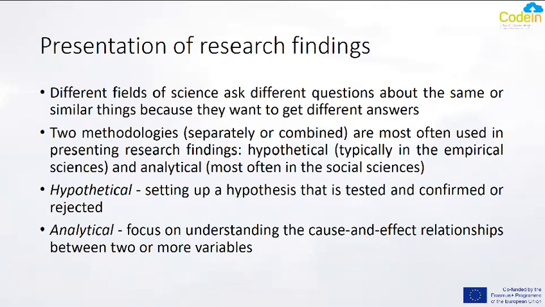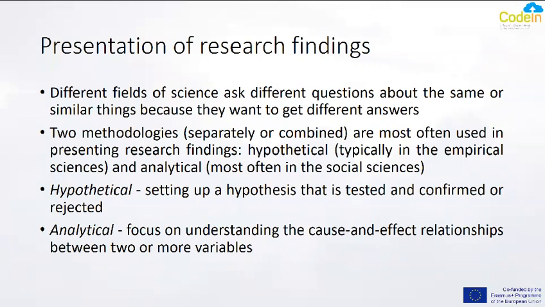The reason is that different fields of science ask different questions about the same or similar things because they want to get different answers. In this case, historians will ask questions that will provide answers about social relations and how the pandemic started. But medical experts will be more interested in the clinical picture of the disease and treatment methods.